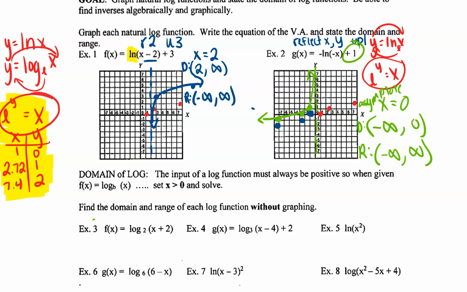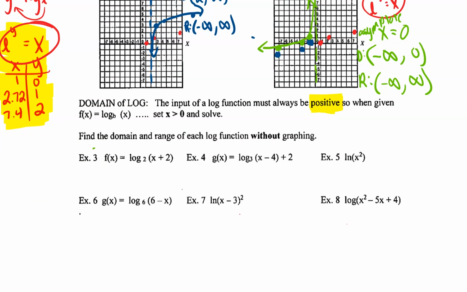All right, moving on. Domain of a log. The input of a log function must always be positive. So when given f of x equals log base b of x, set x greater than 0 and solve. So basically, what you need to remember for every single one of these domain and range problems is that you need to set this greater than 0. So whatever the log is of, it needs to be greater than 0. Nothing else matters on these.